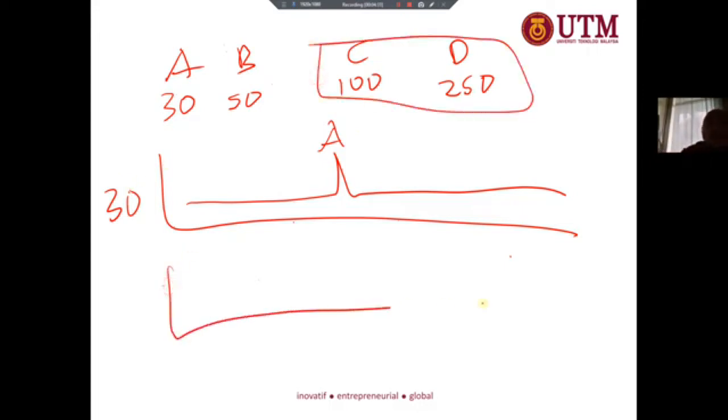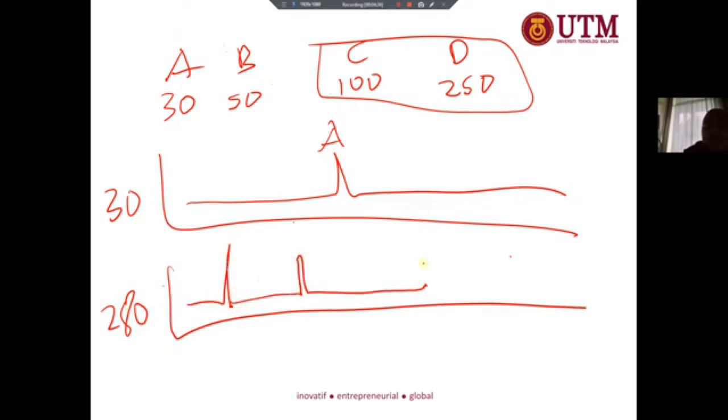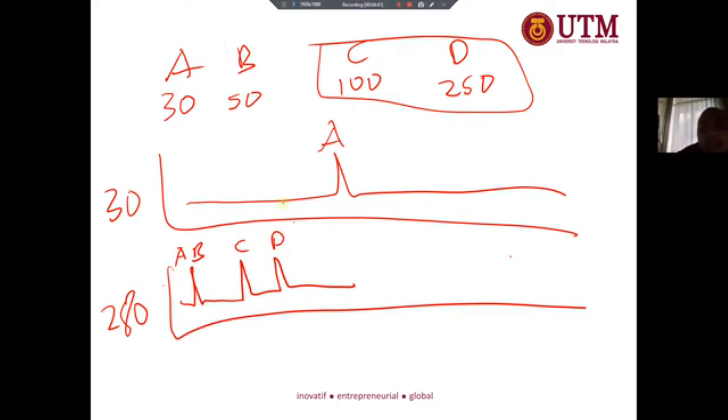Let's say you want to solve the problem. You want to elute D, so you put the oven at 280, isocratic. So what happens? A and B will appear maybe like this. Here is A and B, here is C and D. So A and B will not be separated, and C and D also will not be separated.